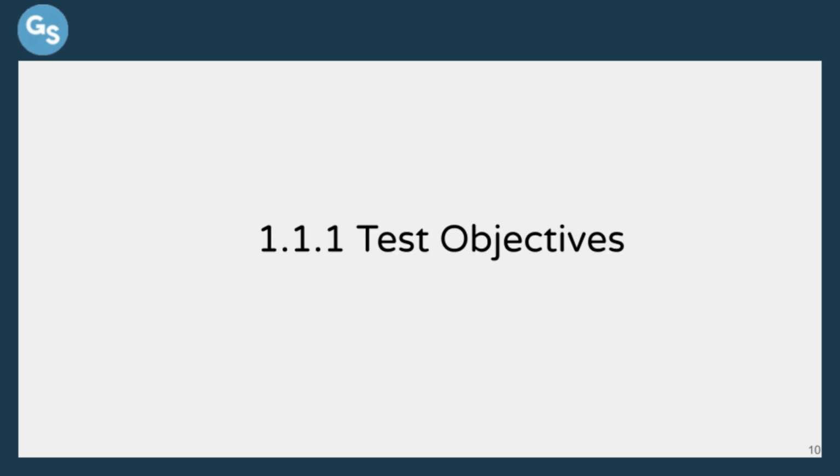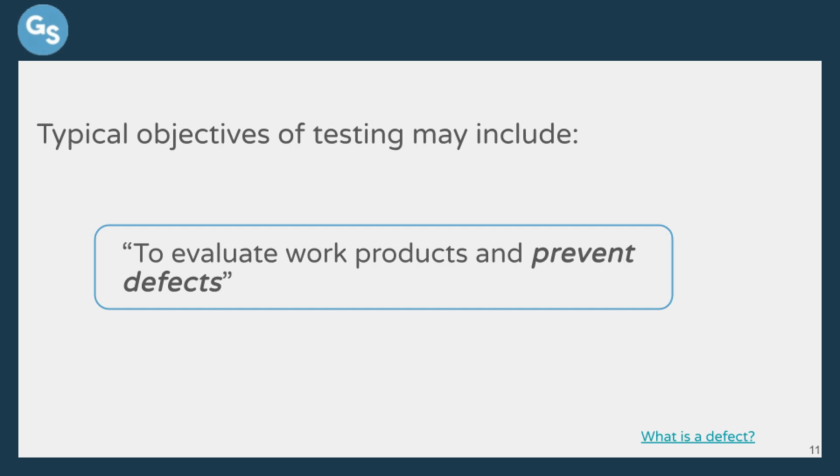Test objectives. For any given project, the objectives of testing may include to prevent defects. The objective here, what testing is about, is to prevent defects. So to prevent defects, we need to evaluate, to assess, to check out some of what we call the work products, or the products of our work. Work products can be the code or the design or other things such as the requirements or the user stories, things that we will talk about later.